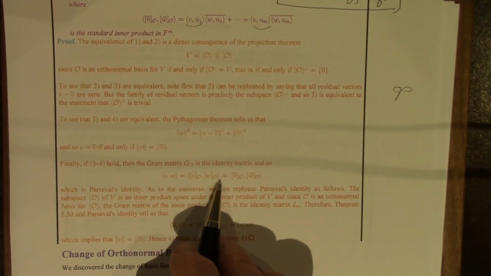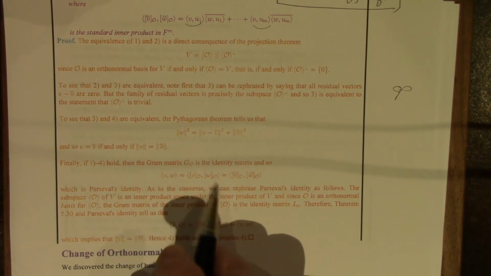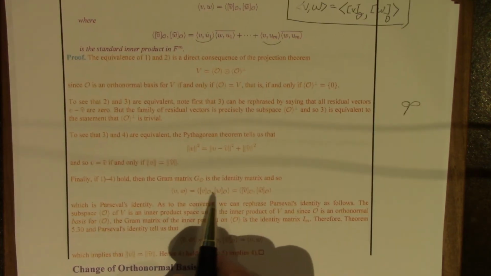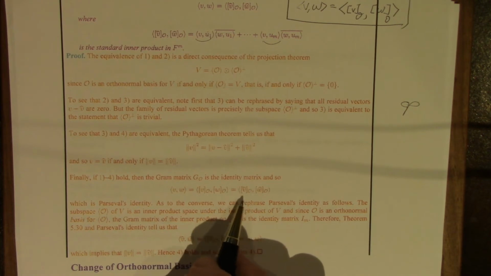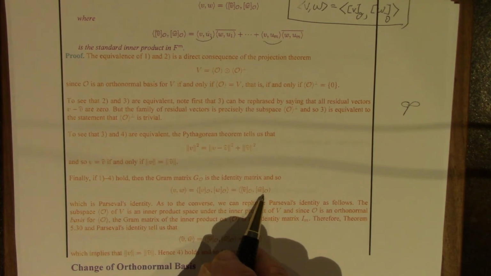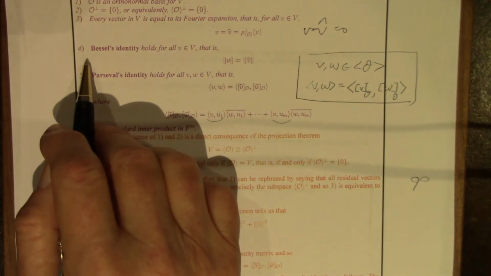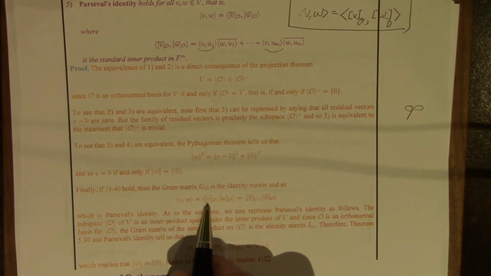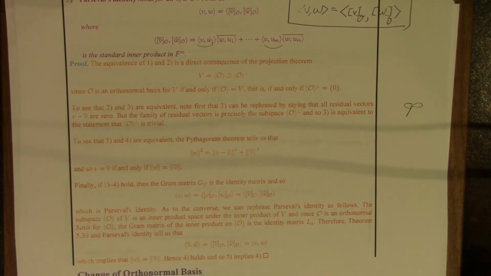This is equal to the standard inner product of the O coordinate matrices, and that is equal to this standard inner product, because not only do we have all of 1 through 4 now, so V is equal to V hat. So I can just replace V by V hat, W by W hat. And that's Parseval's identity.